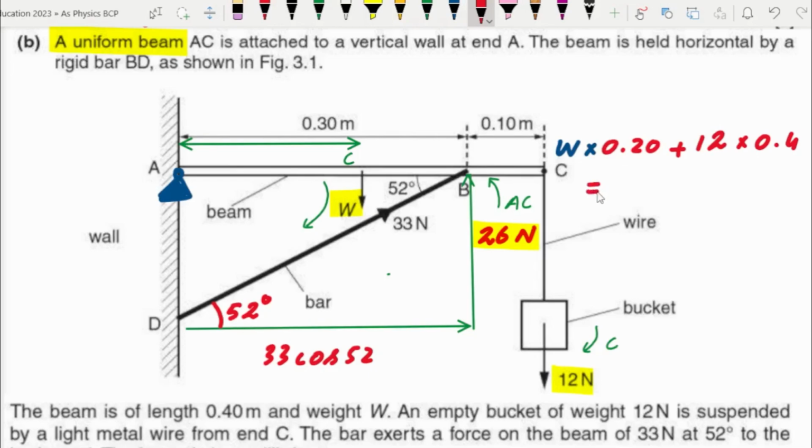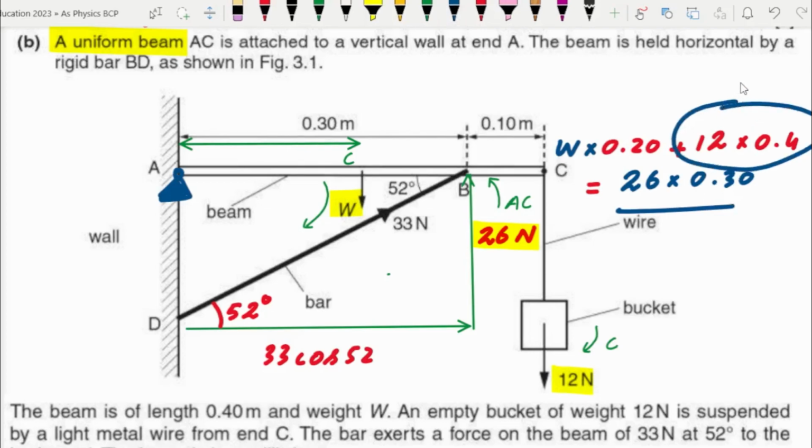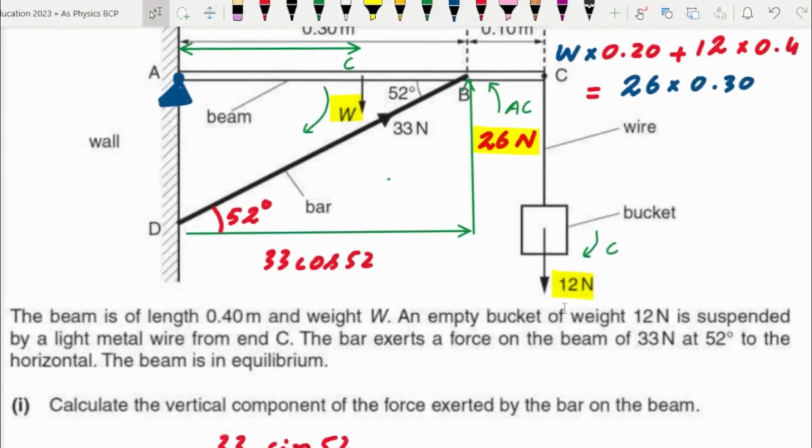Equals the counterclockwise moment. There's only a single force that is going to produce a counterclockwise moment, that is 26 Newton. So 26 times, how much is the perpendicular distance of that force from the pivot? It is this much, which is 0.30. So we write 0.30 here. So what you do is find the value of this one, find the value of this one, shift this thing to the other side and subtract from there. Whatever your answer is, divide your answer by 0.20. You'll be getting the value of W.